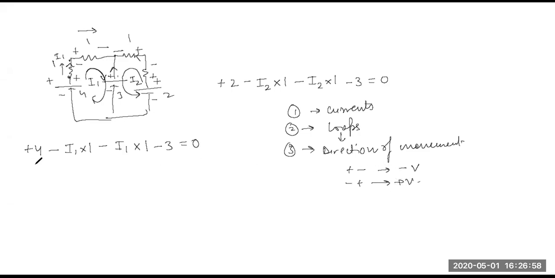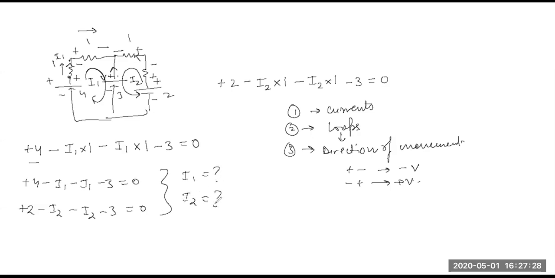Now you have two equations. First equation is plus 4 minus I1 minus I1 minus 3 equals to 0. And the second equation which you have is plus 2 minus I2 minus I2 minus 3 equals to 0. Now you have two equations and two unknown variables. Can somebody tell me what the value of I1 you are getting and what the value of I2 you are getting?